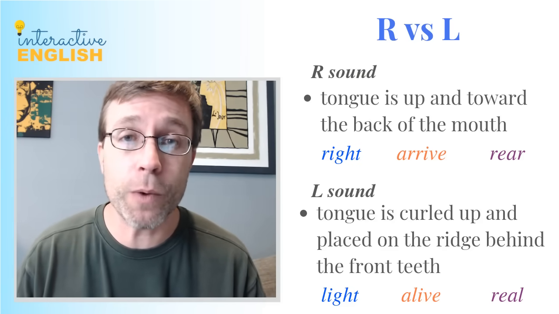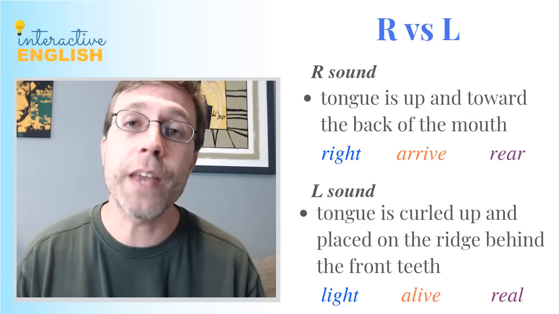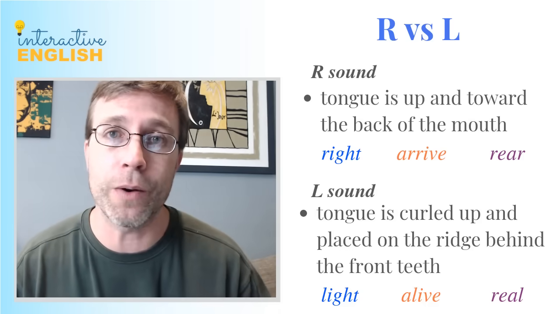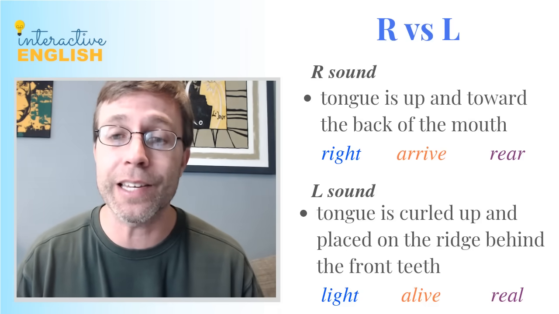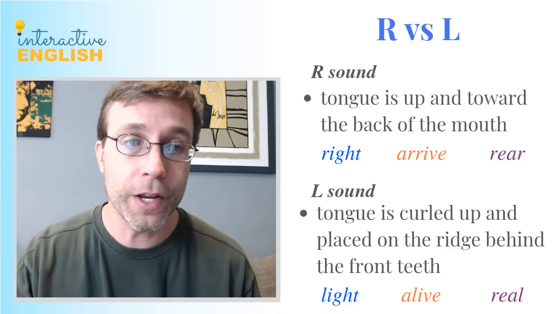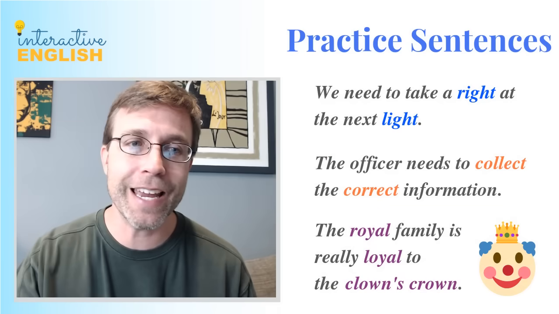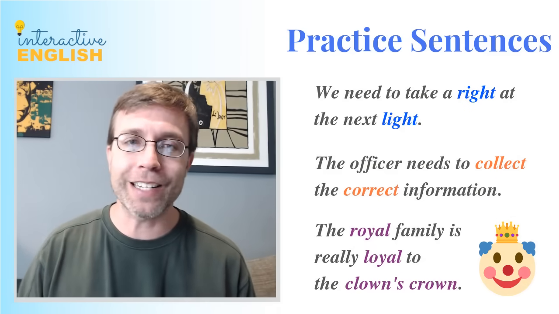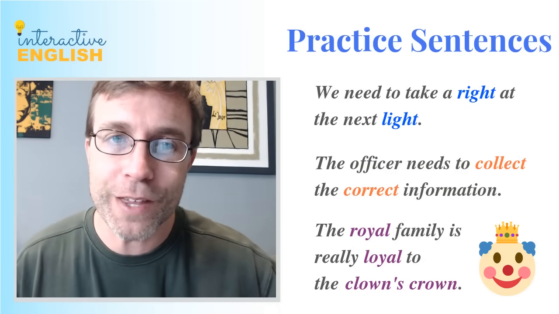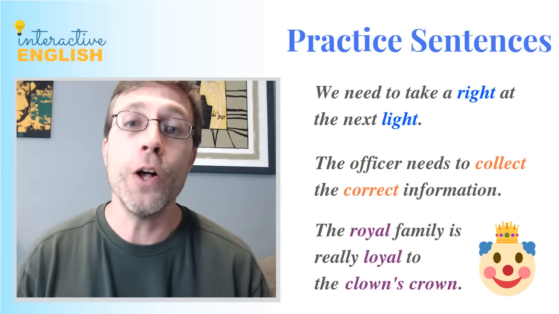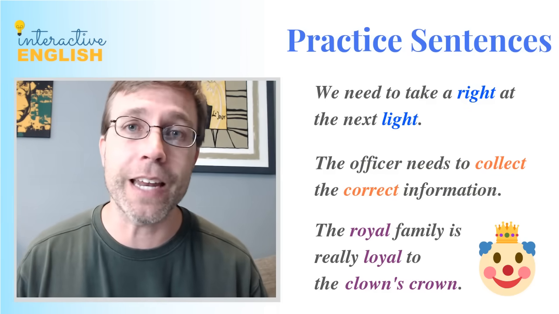Okay, so those are some common minimal pairs. These are what minimal pairs are: two words that have only one sound that is different. And in this case, it is that R and L sound. So let's look at some sentences. And again, I want you guys to practice. Say these sentences with me. All right, the first one. We need to take a right at the next light.